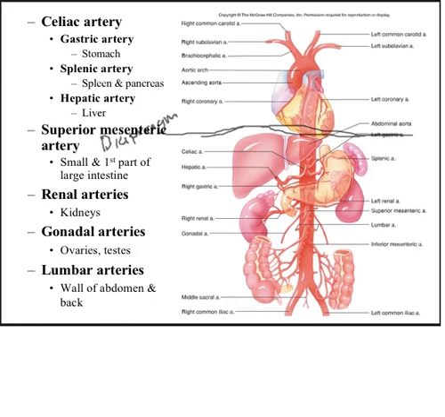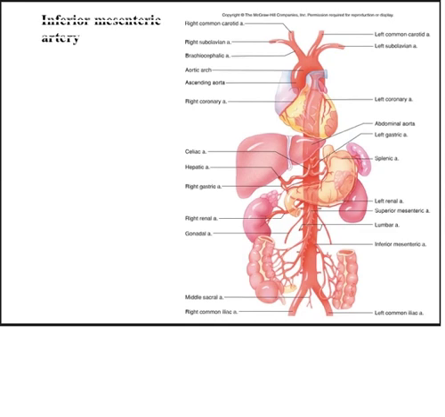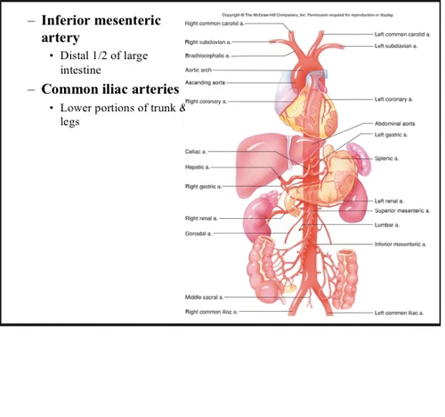Okay, so these are named primarily for the tissues that they serve. Okay, that's a good way to go about learning these. The inferior mesenteric artery hits the distal half of the large intestine. The common iliac arteries are named for their proximity to the ilium of the hip. They hit the lower portions of the trunk and the legs.